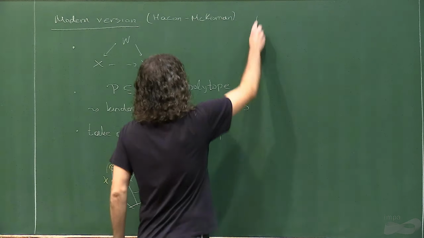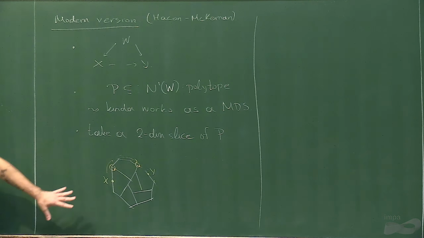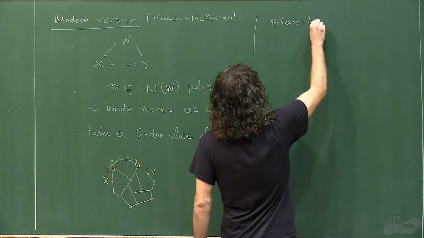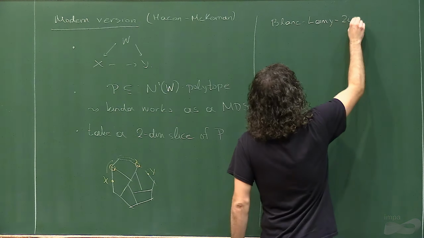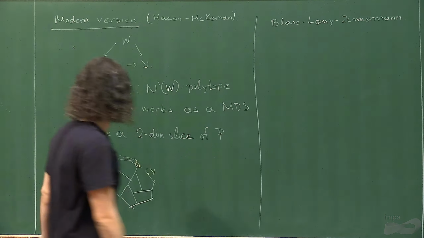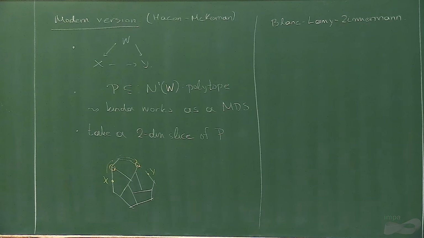On the other hand, even after this proof, there weren't many more applications of the Sarkisov program. But then came Blanc, Lamy, and Zimmermann. They basically used the same idea, and they said, okay, what happens if we don't take two-dimensional slices? What happens if we take three-dimensional slices, or four-dimensional slices, and so on? And the idea is that these things should somehow encode the relations between Sarkisov links.